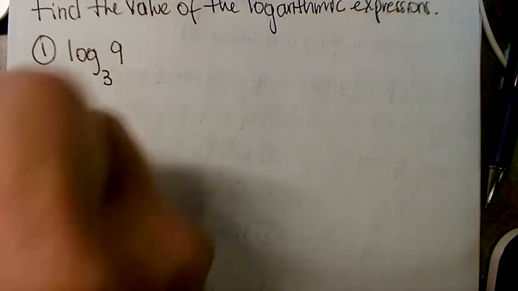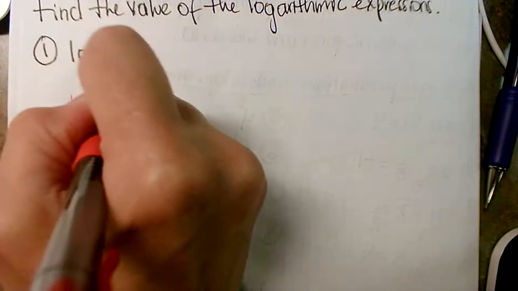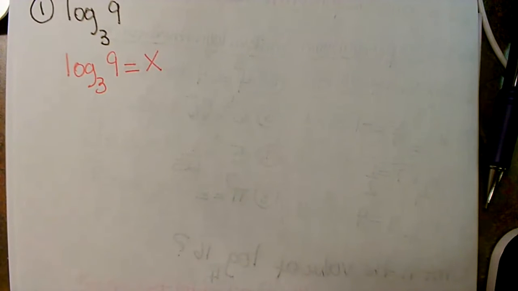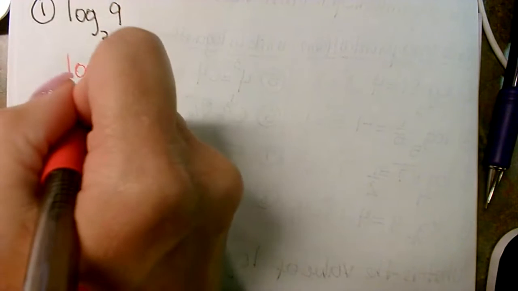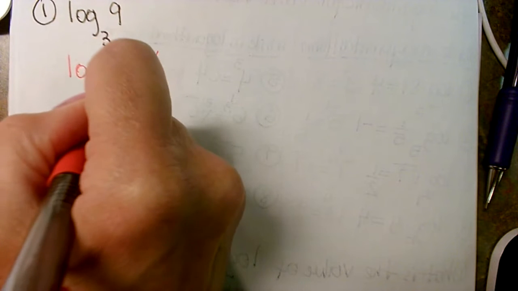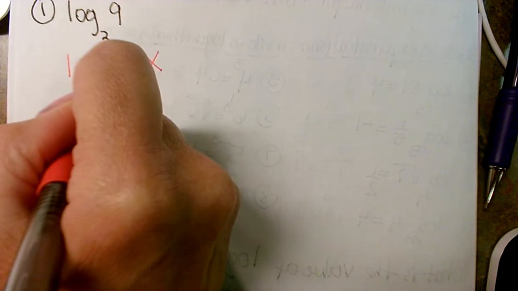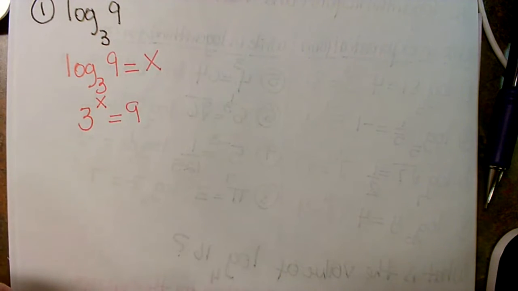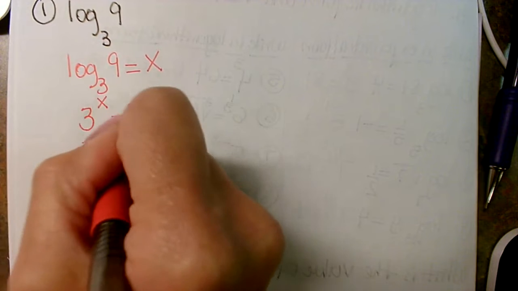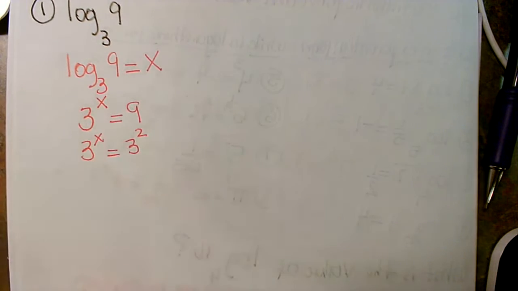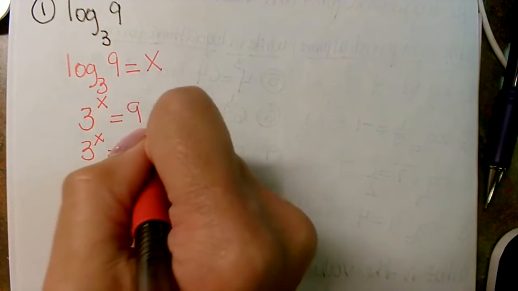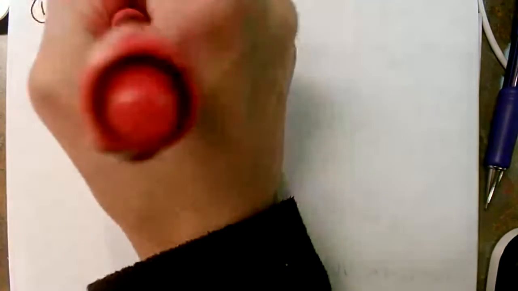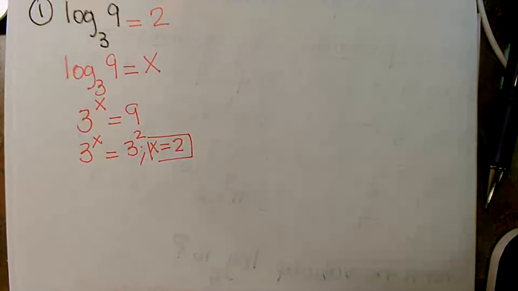So log base 3 of 9 is equal to x, right? That's what I need to find. So let's go to the exponential form. The base is the base. The answer is the exponent. So what do we have here? That x is equal to 2. So this is 2.